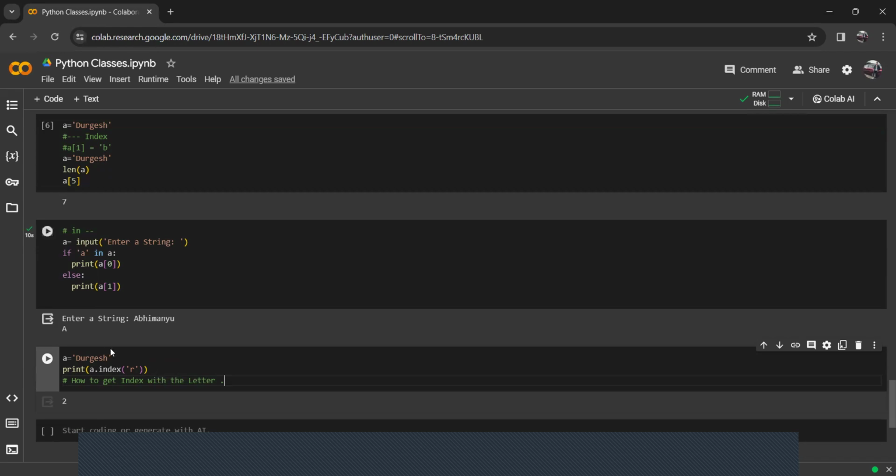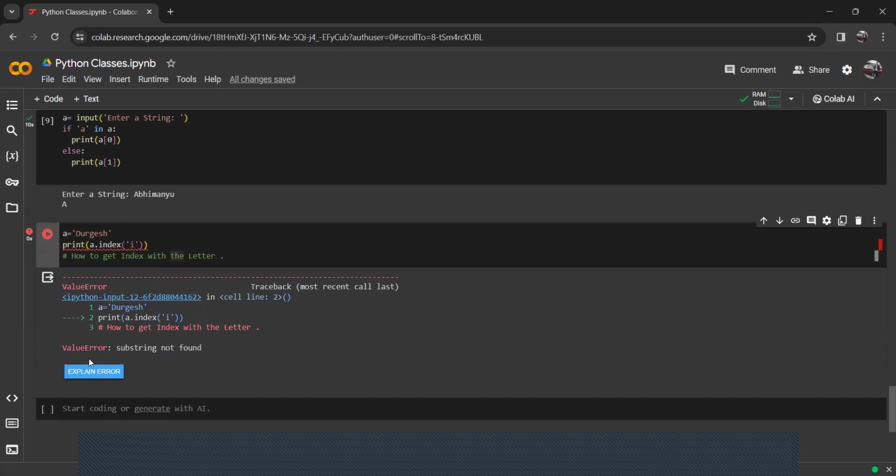Okay, if R is not there, let's check. See, I is not present in this string. Let's check what will be the output. See, if something is not present there, it will give you an error. So if you have something there, then only you will get the output. If you don't have that I in your string, then you will not get any output. You will get an error. Is this thing clear to all of you?